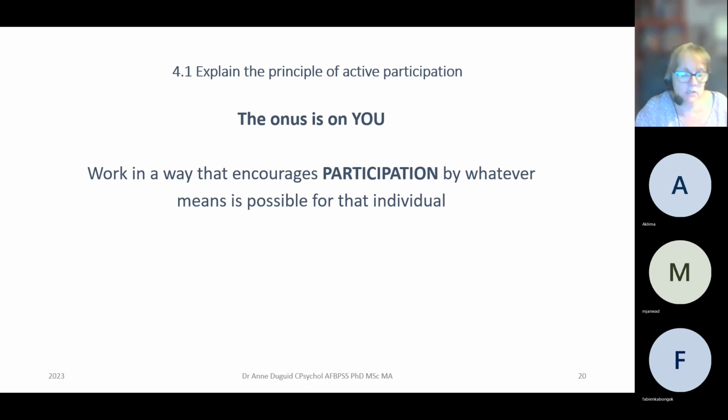So again, with communication boards, symbols, voting methods, non-verbal communication, writing things down, anything that you can do that makes that bit of effort for that person, wherever they are in whatever part of their experience, to be able to give you something back.